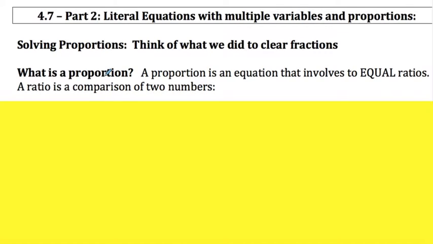A proportion is an equation that involves, I typo right there, two equal ratios. And a ratio is just a comparison of two numbers. Now, you sometimes are used to seeing ratios written like this, 1 to 2, but it can also be written as a fraction. So that is actually comparing numbers 1 and 2. So let's look at how we might solve a literal equation that involves a proportion.